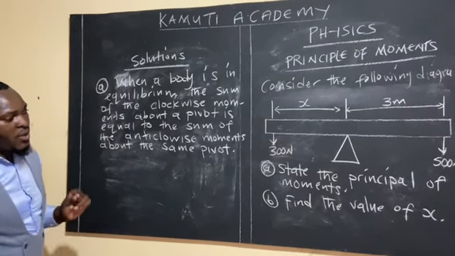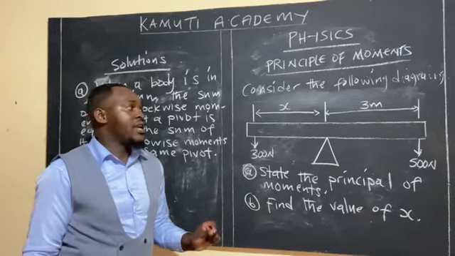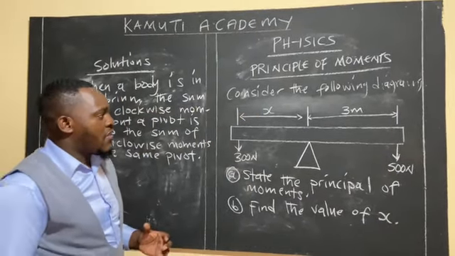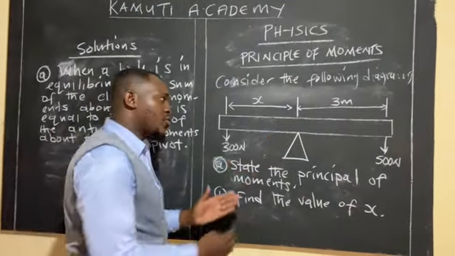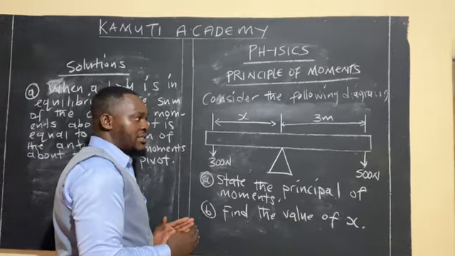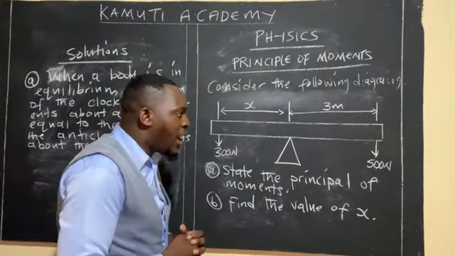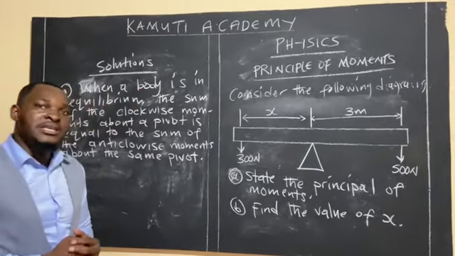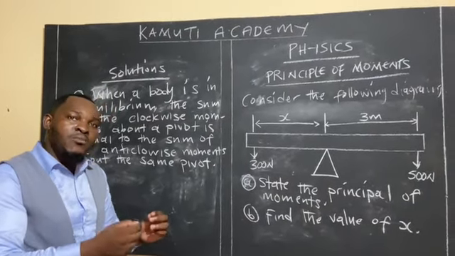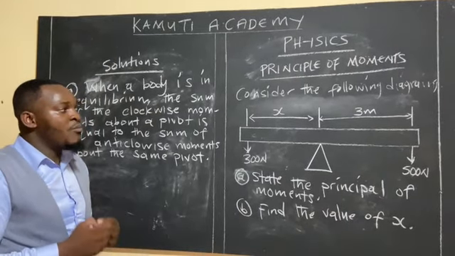So now, to answer the second question, which is the final question, find the value of x. How do we find the value of x? Now I want you to know that this is a pivot. So this side we have anti-clockwise moments. Then on this other side we have clockwise moments. Now, moment is actually found by calculating force multiplied by distance. So moment is equal to force multiplied by distance.